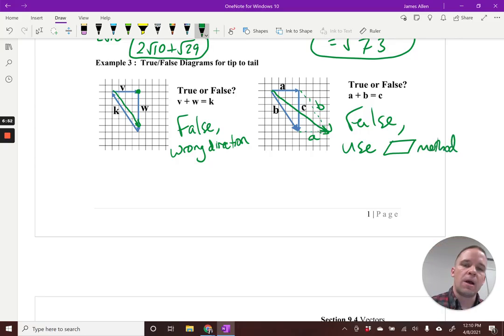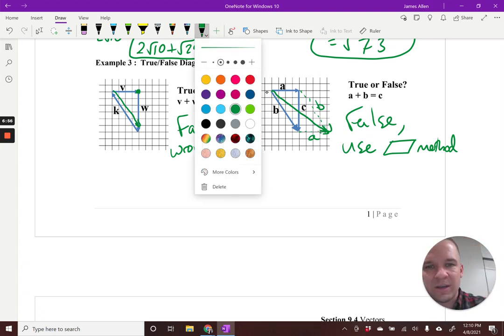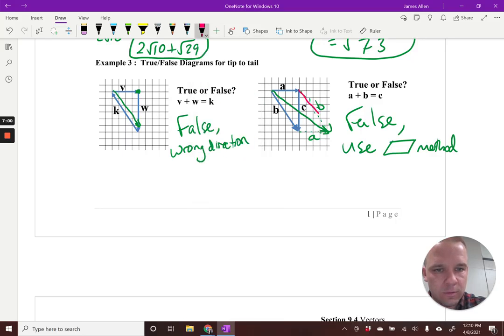Cool. All right, I like it. You could have also brought B over. Let me do that in a different color. You could have just slid B over like this, and done your tip to tail method. In any event, you would still get C being that solid green one there, which is not what we had there. So false again.